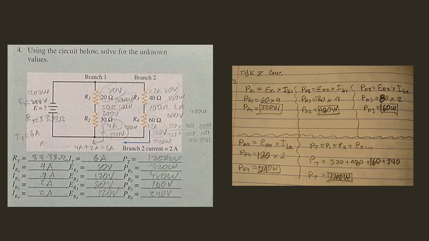So the power total is nothing but the addition of each of the powers. In this case we have the power at each resistor. So we have 320 watts plus 480 watts plus 160 watts plus 240 watts, which equals 1200 watts total. That's the power total.